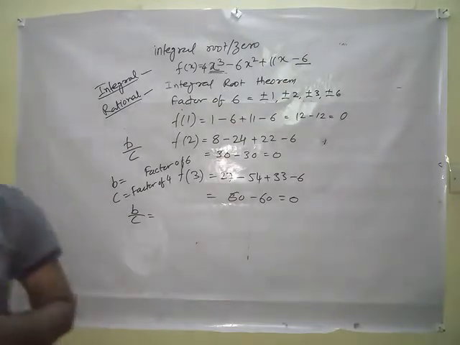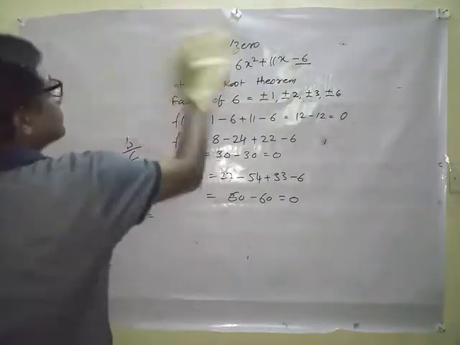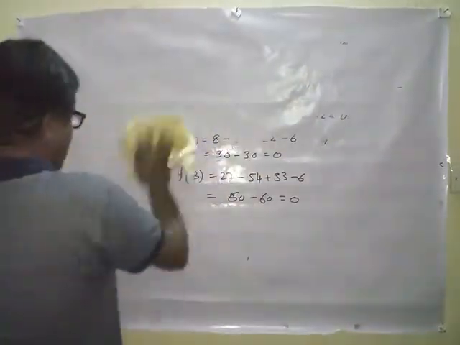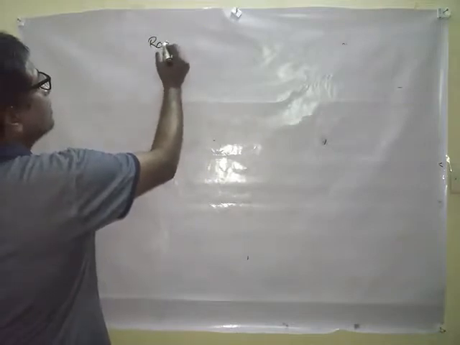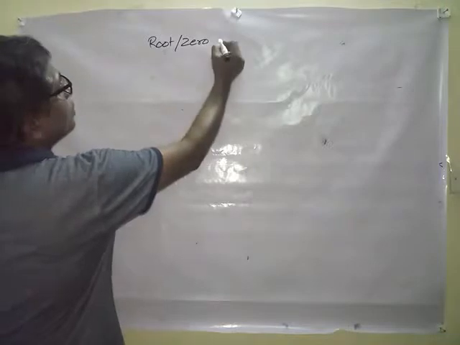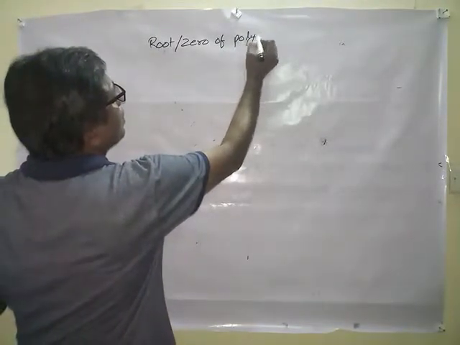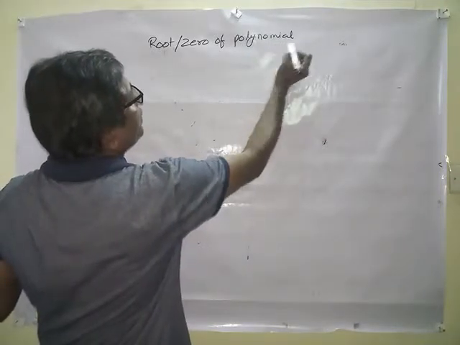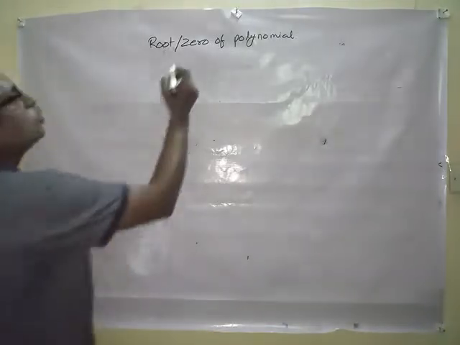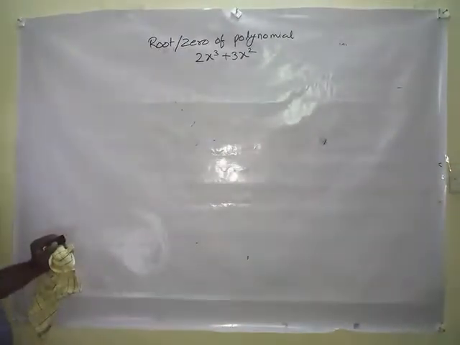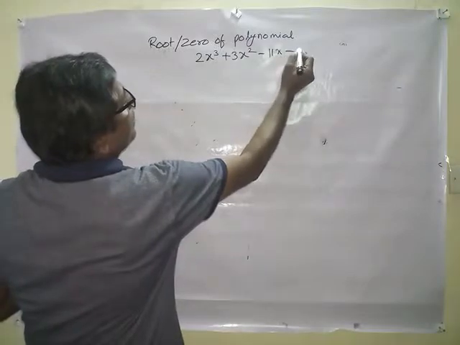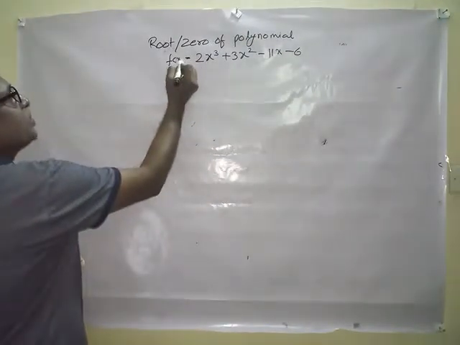So let us see another example. Here you have been asked to find the roots, or zeros, of the polynomial equation 2x cube plus 3x square minus 11x minus 6. This is the polynomial equation.